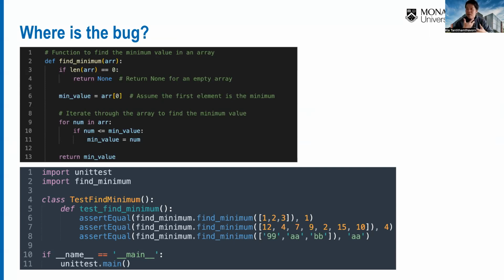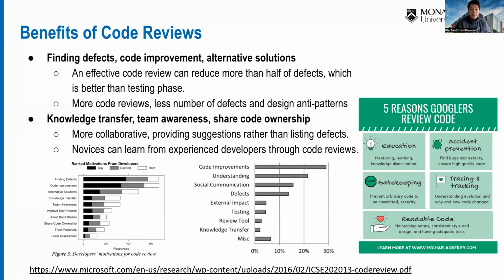So it's about knowledge transfer, it's about learning rather than just discovering defects. That's why code reviews have lots of benefits, and they are used nowadays. And at Google as well, right? The figure on the right side here.